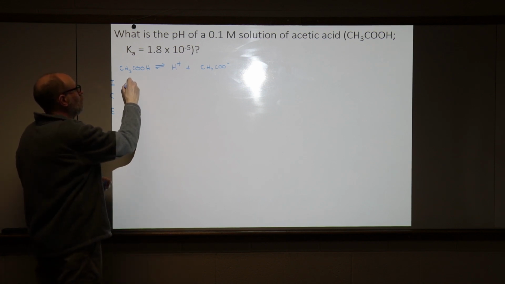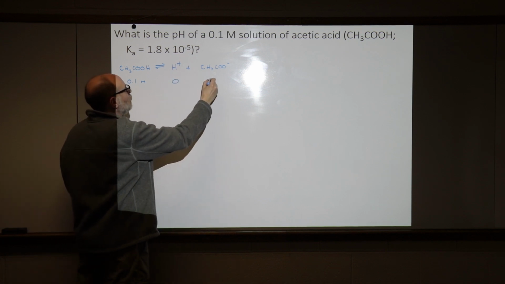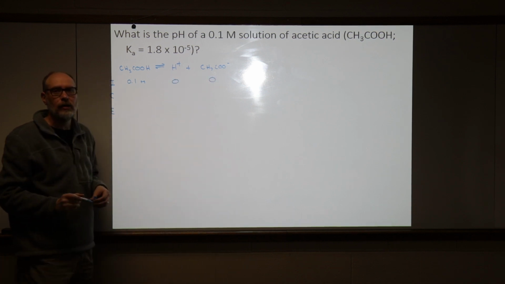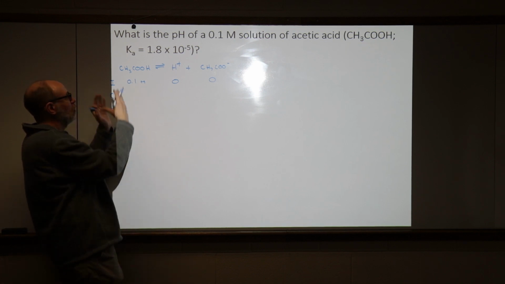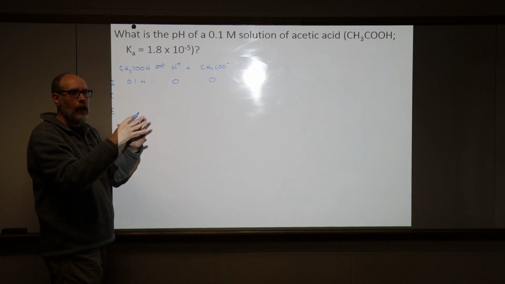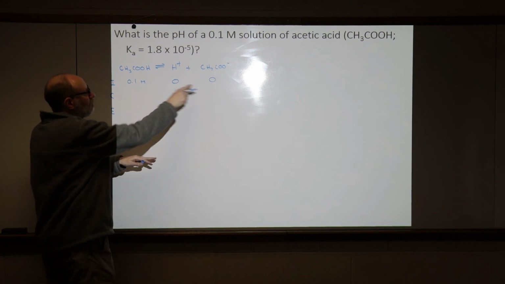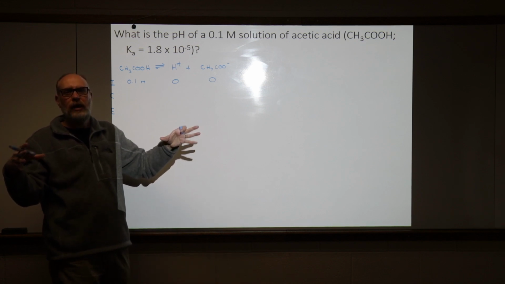We're starting with 0.1 molar acetic acid and no proton and no acetate. Then we're going to have a change. In other words, we put this acid into the water, into the solution, and nothing happens. That's this point right here. Then we let the reaction go.